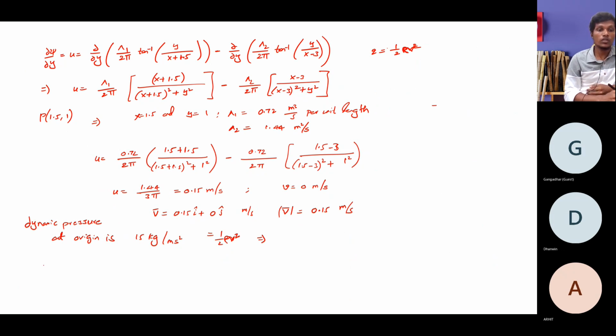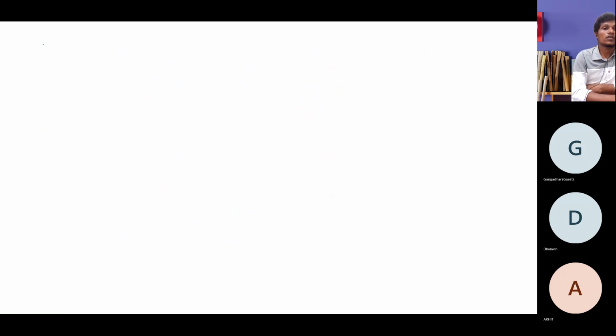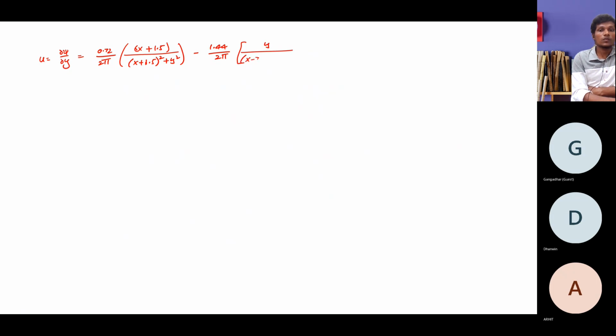I will just write the equations of u and v once again for you, and then we can substitute the values of x and y as 0, then we can get the velocity at that point. Let me write the equation of velocity, that is u equals, we obtained it by doing dou psi by dou y, that will give you 0.72 by 2 pi times x plus 1.5 over x plus 1.5 whole square plus y square. Fine. Minus 1.44 by 2 pi times y over x minus 3 whole square plus y square. Right.